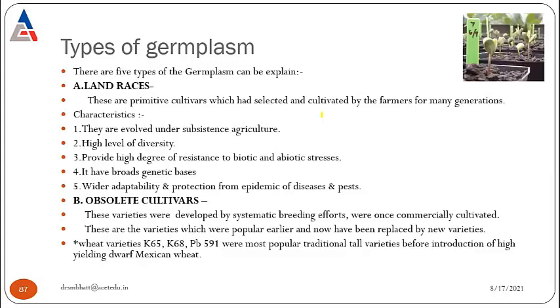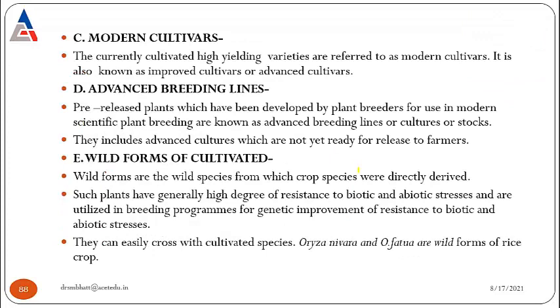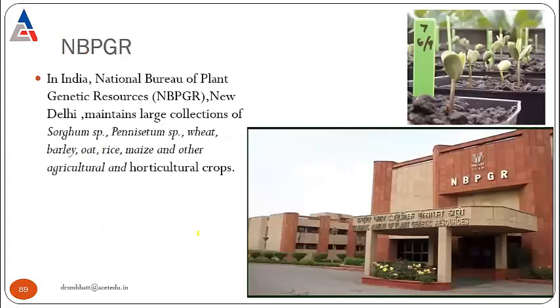There are the normal cultivars called land races, and then obsolete cultivars, which were produced by a breeding program, and then modern cultivars, high yielding varieties. Advanced breeding lines are developed through various generations of selection and pre-released for testing in the fields. And then wild forms of cultivars, which are locally saved by farmers and used, or sometimes purchased as resistant seeds by the farmers. For example, Oryza nivara, a wild form of rice, can be used for crossing with a particular species.